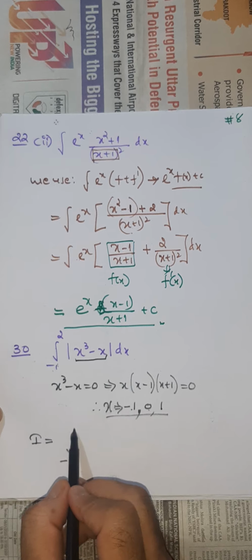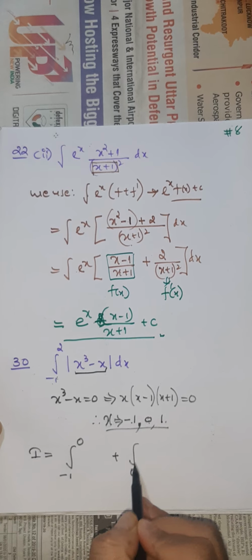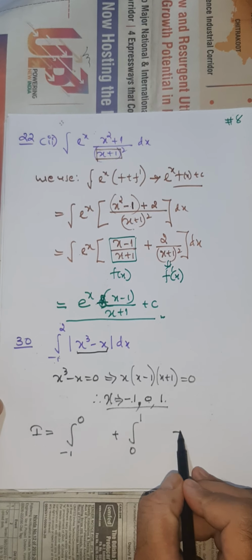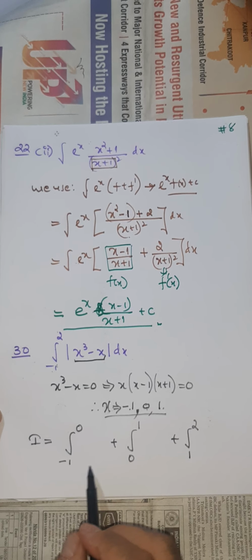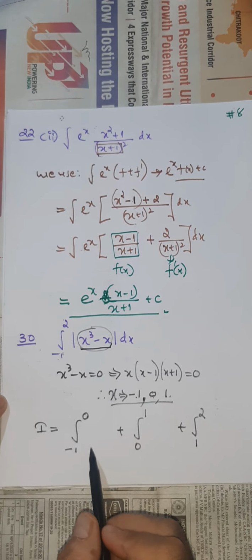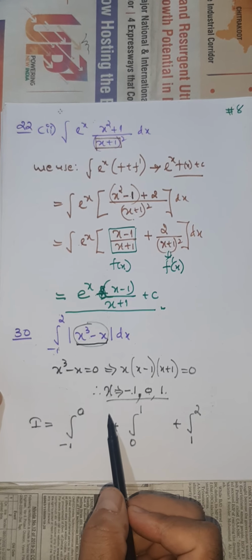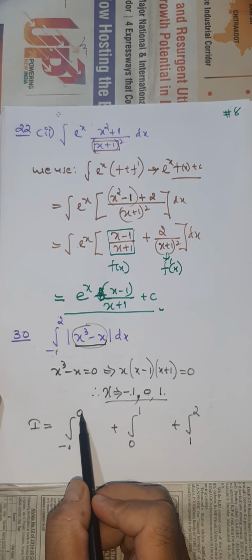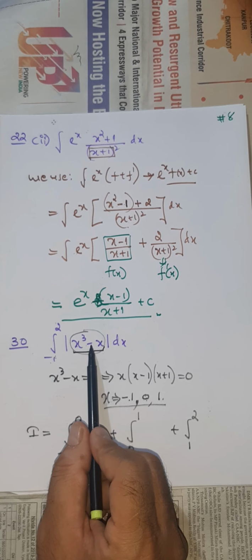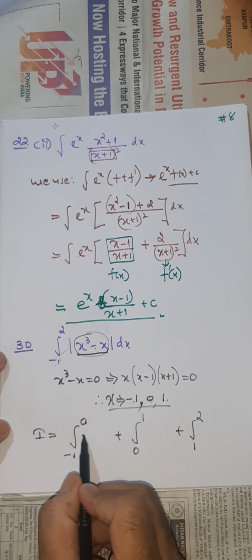Minus 1 to next is 0. Then here 0 to 1. You know this is one of the standard properties. And then here 1 to the upper limit, that's 2. Now in this interval you just need to see whether this is positive or negative. So take any number from minus 1 to 0 and place it there. For example, let's put minus 1 by 2. You put here minus 1 by 2. So this becomes minus 1 by 8 plus 1 by 2. So this would be positive. So if you drop the modulus, it would be itself.